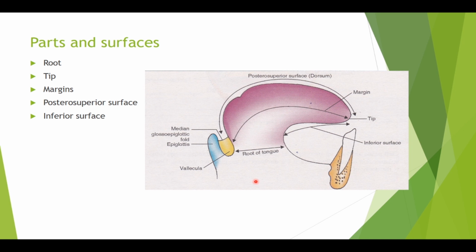The parts are the root, as you can see here, which connects the tongue to the floor of the mouth, whereas the tip is the anterior end of the tongue. The margins connect the posterior superior surface, that is the dorsum of the tongue, with the inferior surface on both sides, right and left. So there are right and left margins. The posterior superior surface is the dorsum of the tongue, and the inferior surface or the ventral surface is the part shown over here.